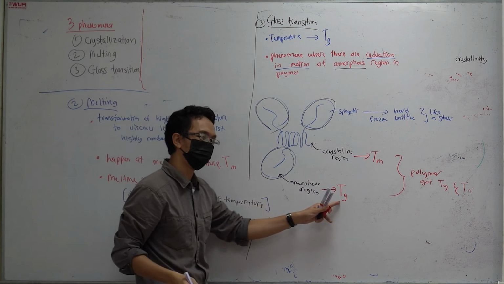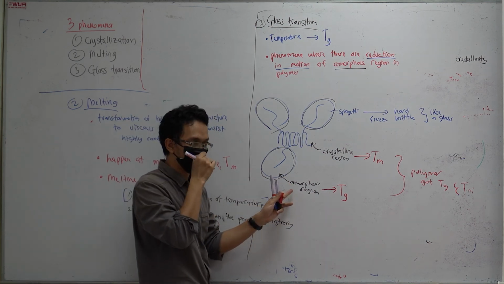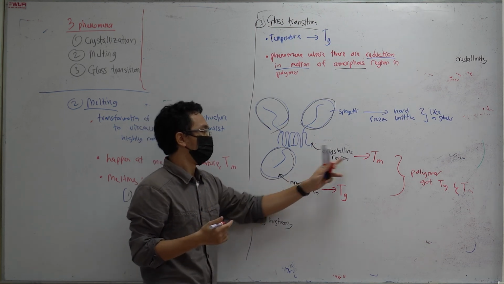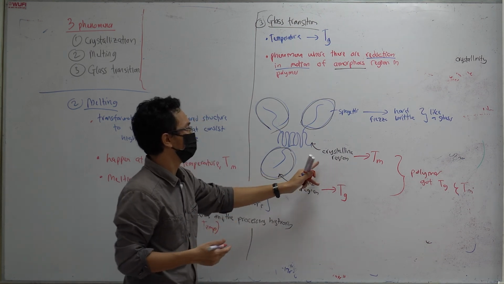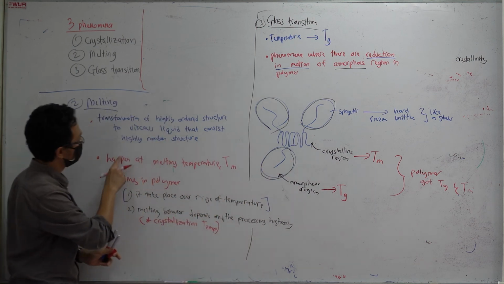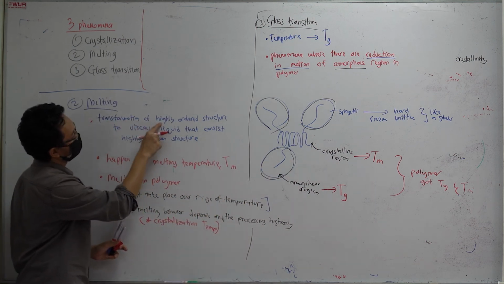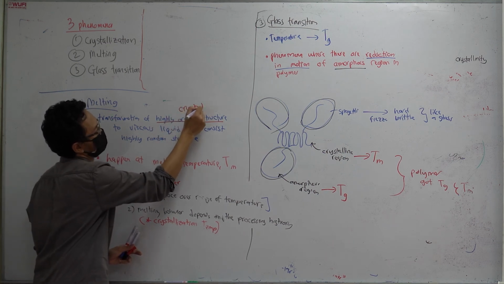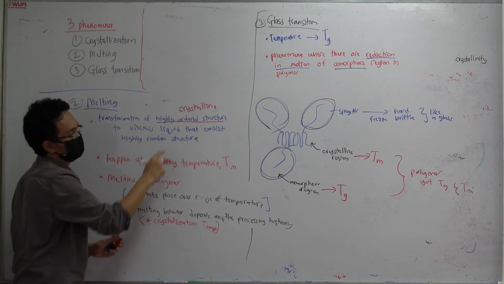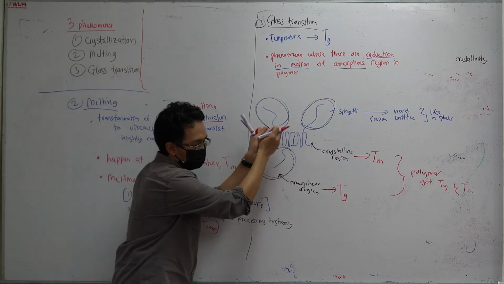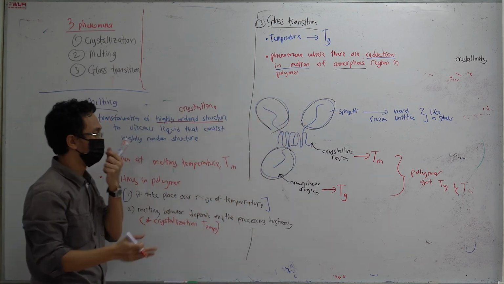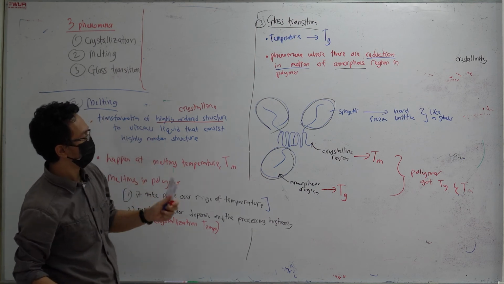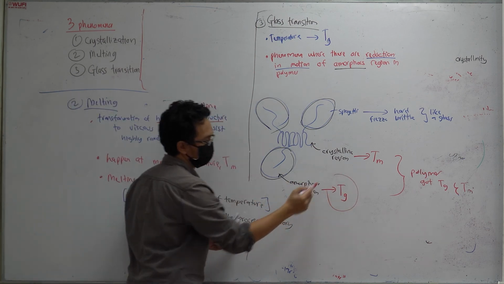The glass transition phenomena happens when this amorphous region starts to become like a glass. Melting is basically transformation of highly ordered structure. This means the crystalline part to the viscous liquid. So basically this unwinds the thing. So the glass transition temperature, let me talk about this.